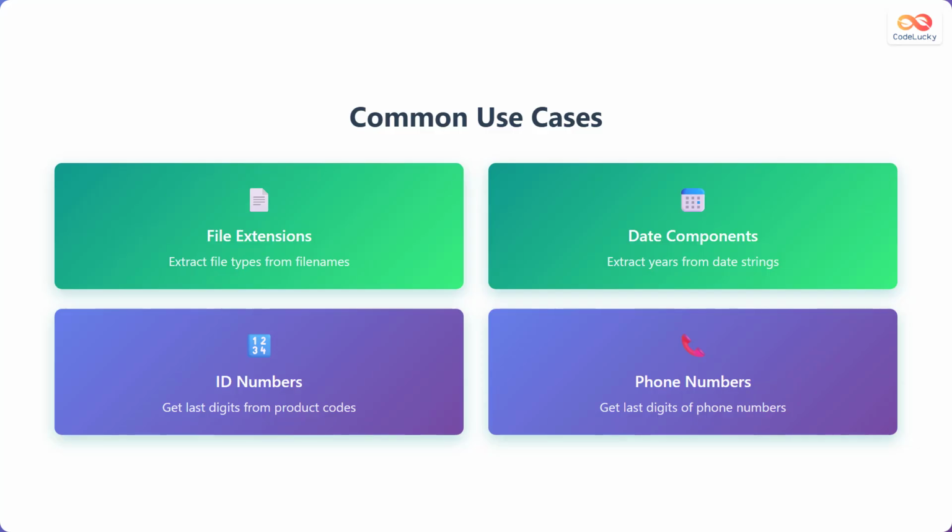Here are some common use cases for the RIGHT function. You can use it to extract file extensions from file names. Another use case is to extract identification numbers, such as the last digits from product codes. The RIGHT function can also be used to extract date components like years from date strings. Lastly, you can extract the last digits of phone numbers with it.